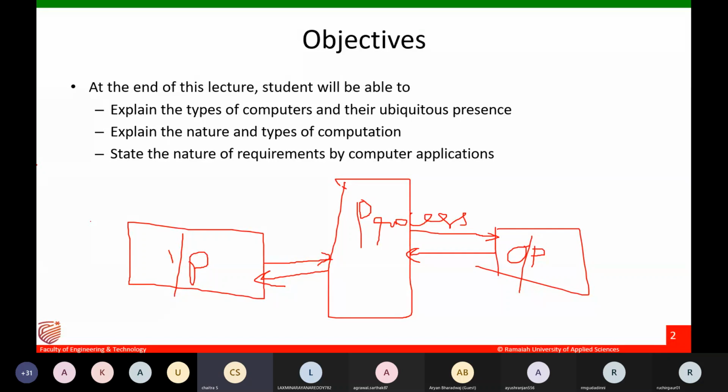Okay. So basically, in this session, we will be learning what is computer, why we require computer, what type of problems does our machine solve, what is an input which we give, what does it do, and how we will get the output. Clear? So in every session, you will have objectives, that means what I'll be covering in this session. So we will cover types of computers and their ubiquitous presence, nature and types of computation, and the nature of requirements by computer applications.